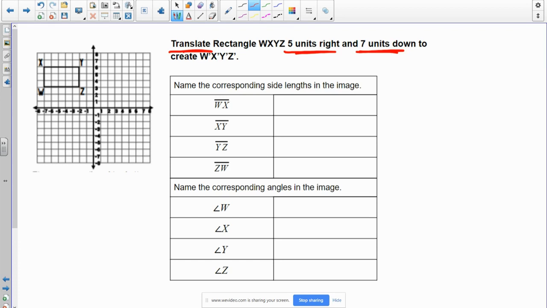We'll start with X here. So 5 to the right, 1, 2, 3, 4, 5, and then 7 down. So 1, 2, 3, 4, 5, 6, 7. So we're sitting right there.